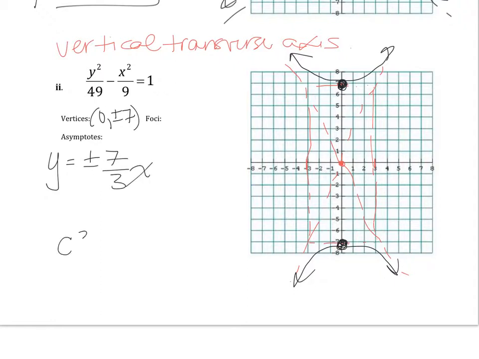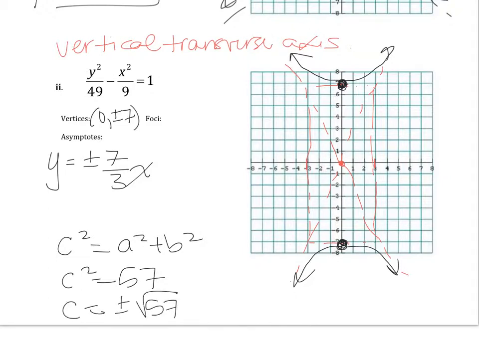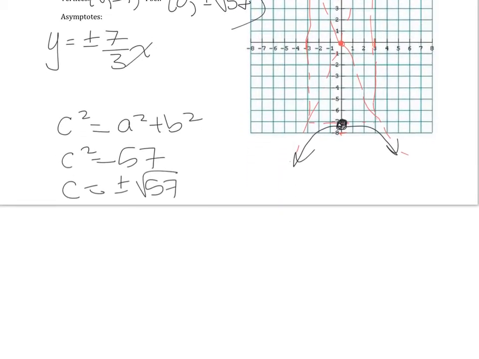And the foci, we'll do that c squared equals a squared plus b squared again. So c squared is equal to 57, which makes c plus or minus the square root of 57. Okay, and again, our foci are, so plus or minus the square root of 57 is somewhere between 7 and 8, so they're like here and here. It's hard to draw because I'm running out of room. But they're on the y-axis, so (0, plus or minus square root of 57).